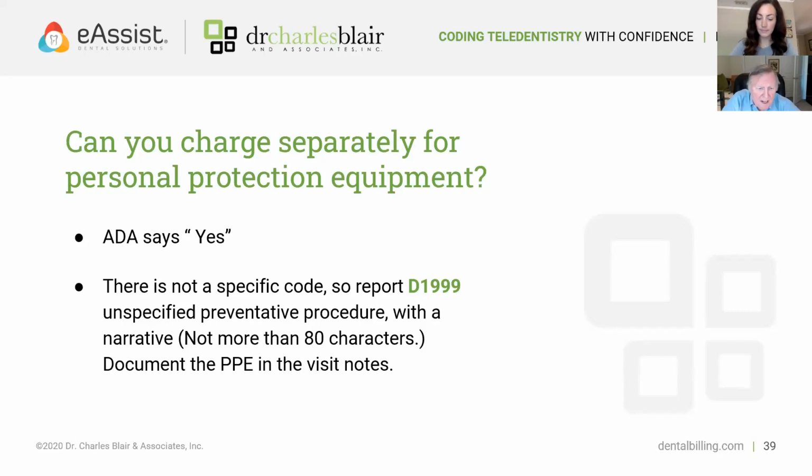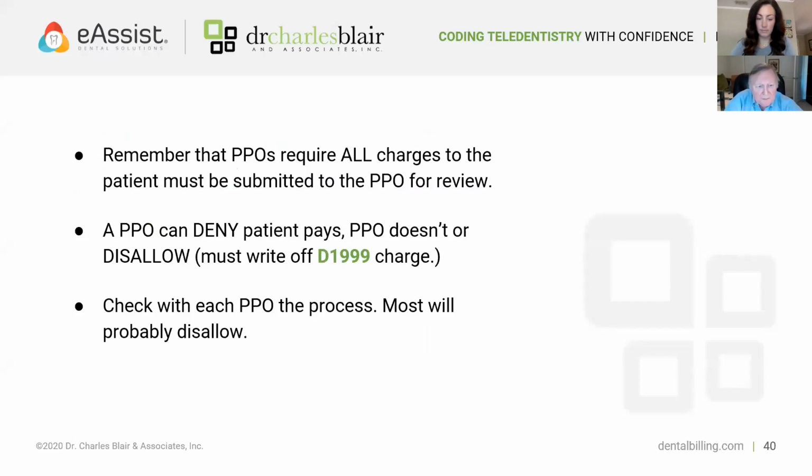The unspecified preventive procedure is D1999. So it's a 999 code. That means I need a narrative. Keep in mind, we don't write narratives on the electronic dental claim form more than 80 characters to be guaranteed to get through to the insurance payer at the other end of the circuit. We want to document the PPE in the visit notes. You might automate that you're doing additional PPE above and beyond just the normal OSHA that we have had historically.